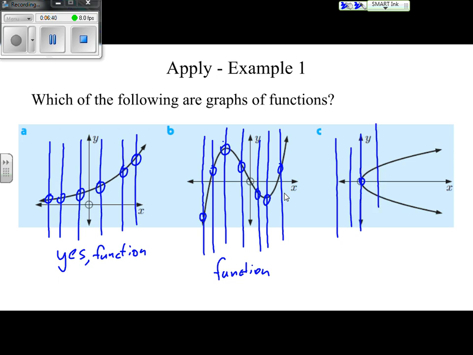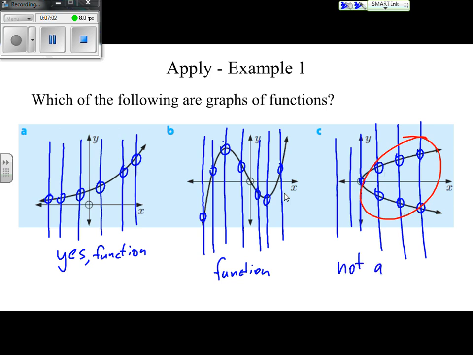But now if I draw it anywhere else on here, all of these lines are intersecting at 2 points. And the most we can intersect a graph with any vertical line to be a function is 1 point. So since this is intersecting at 2 points for all of these regions over here, then this is not a function because it did not pass the vertical line test. So graphs are a really great way to identify if relations are actually functions.